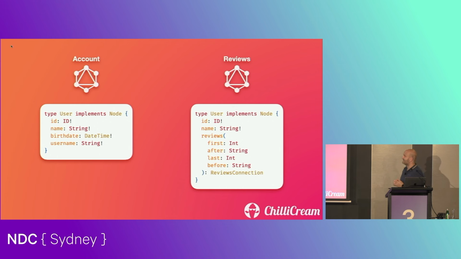For instance, in this example, we have a user type that lives on the accounts service. And on the accounts service, this user type has maybe an ID, name, birthday, username. But it also lives on the review service, and on the review service, the user is the same user, but has different properties. We have some overlap here, like ID and name, but we also have a field reviews, because this user represents on the review service the author of some reviews. So this user maybe has the collection of the reviews he or she wrote.